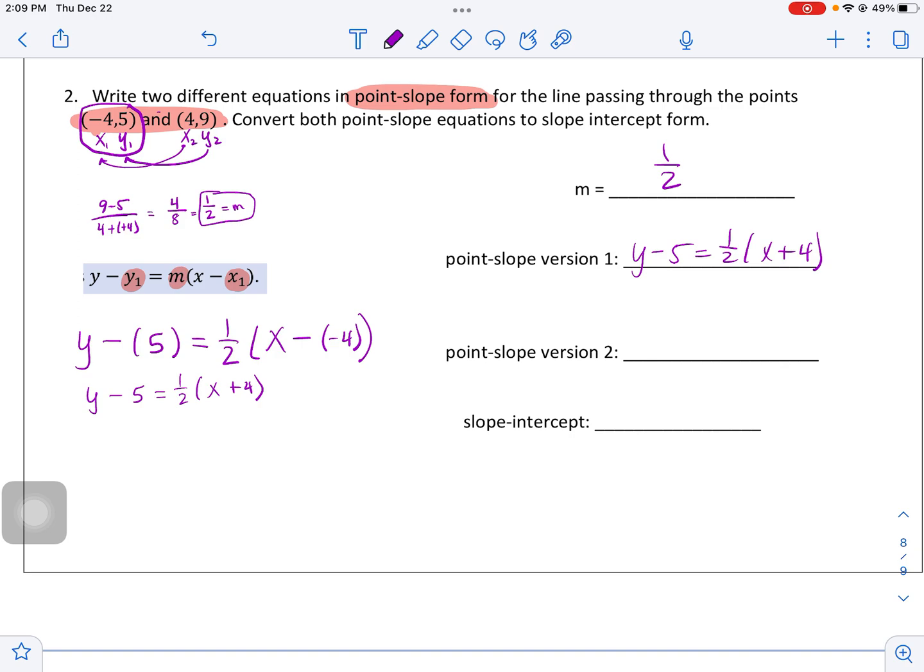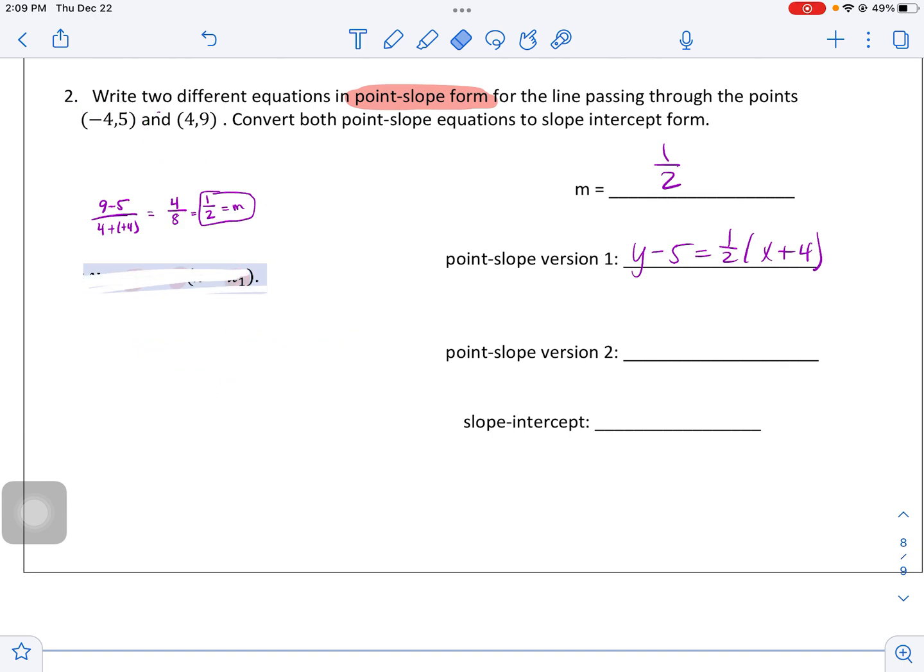So now I've got to try it using the other point. So I did the first point. Now we're going to do the second point. Second point is this one right here, x1, y1. And we're just going to replace: y minus y1 is 9 equals, my slope we know is 1/2, parentheses, bring down the x, the minus sign, x1 is 4. There is no need to simplify because I don't have any negative numbers in there, and that's your equation using the other point. And it doesn't matter which point you use, these are both correct answers.